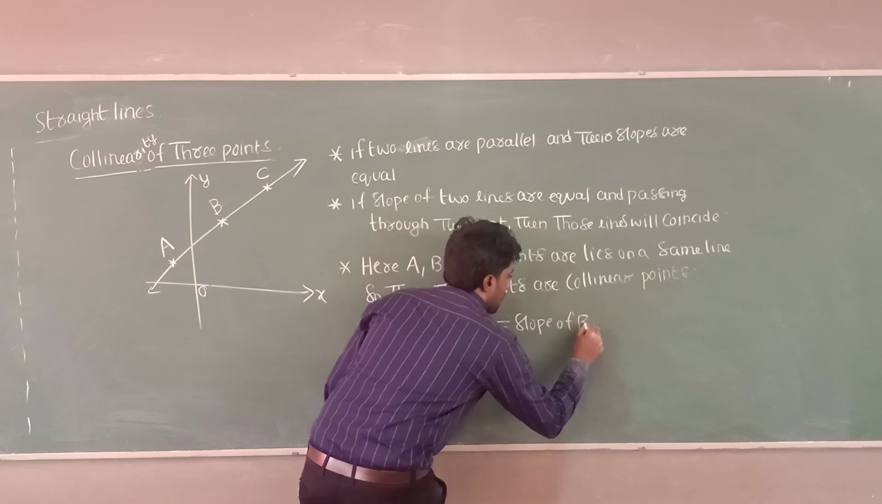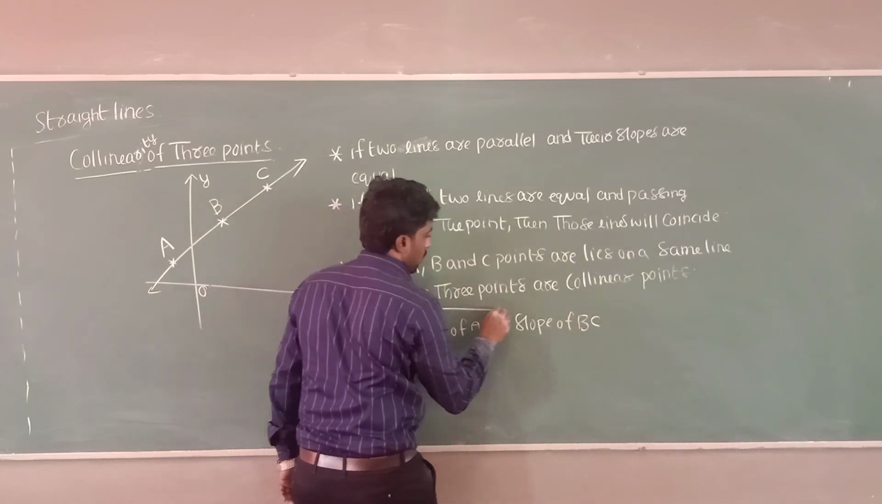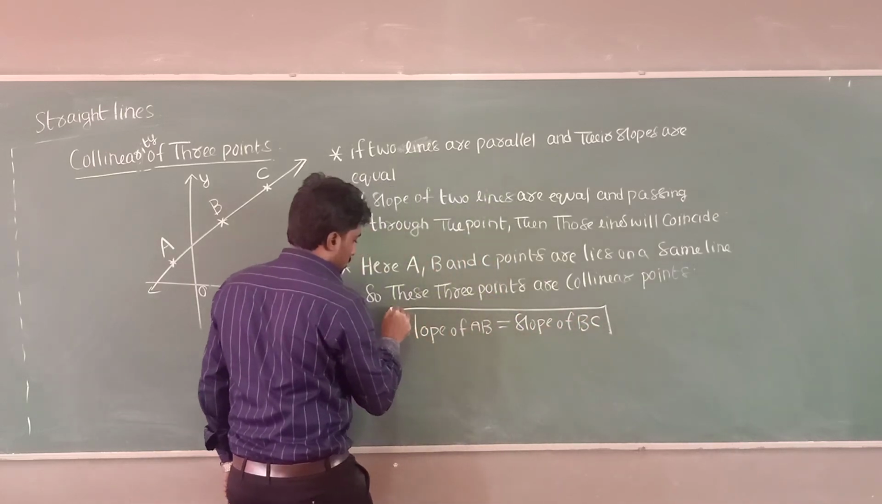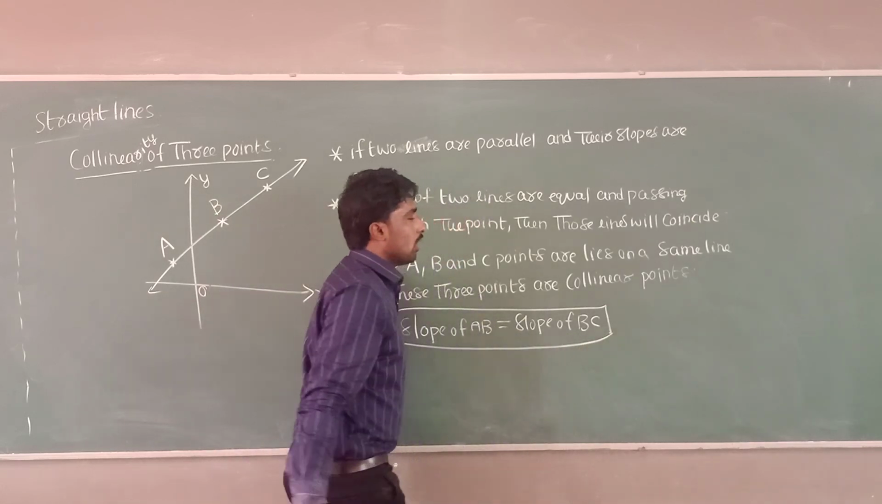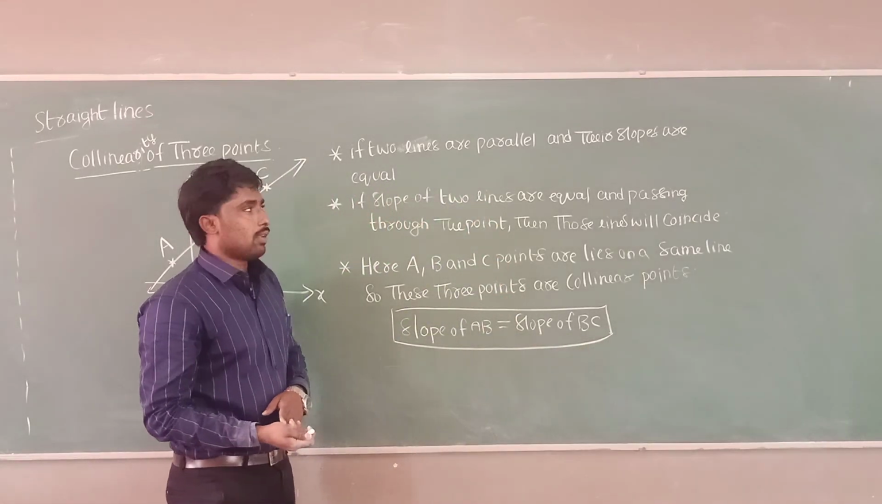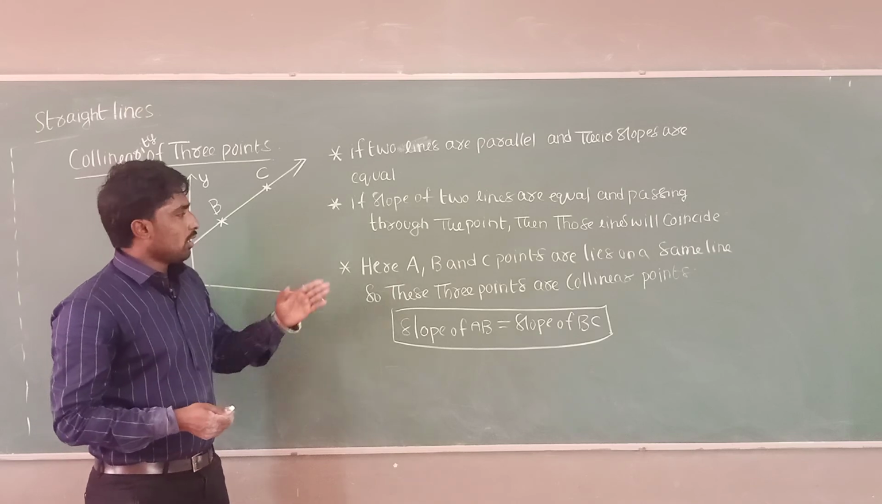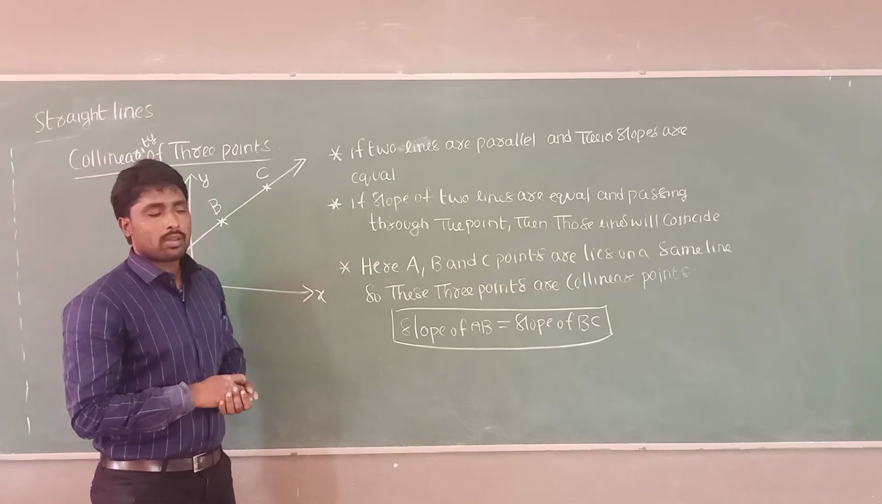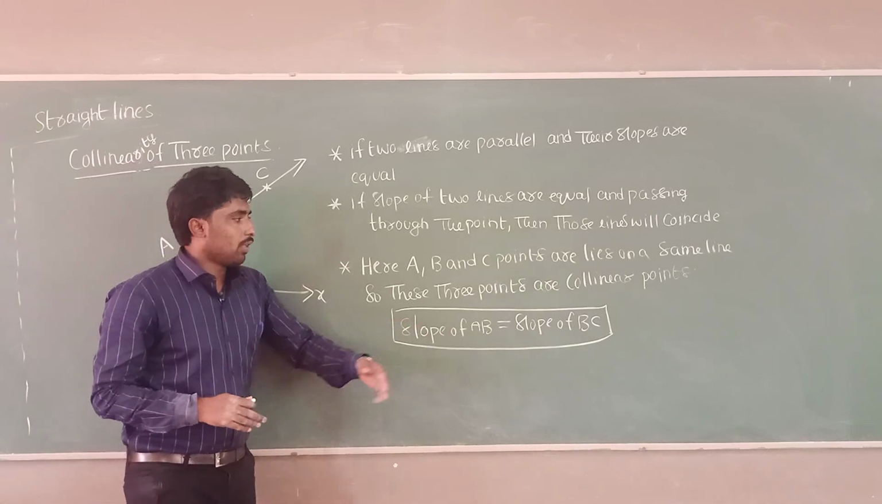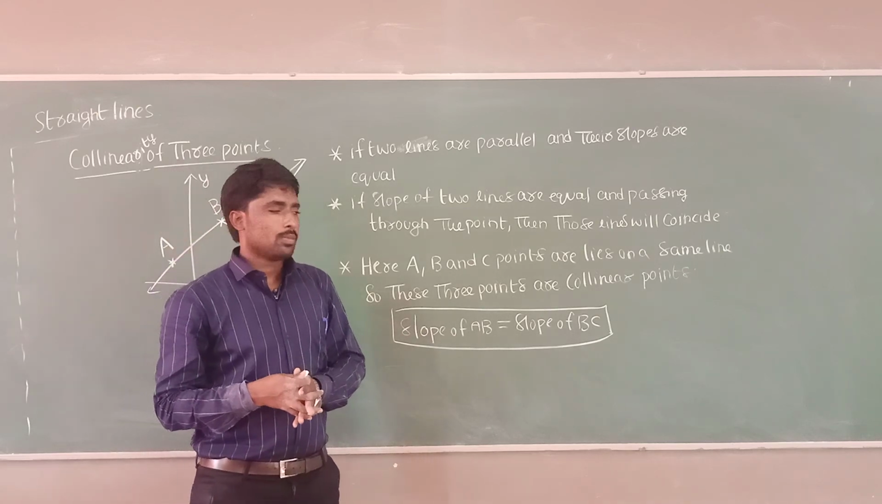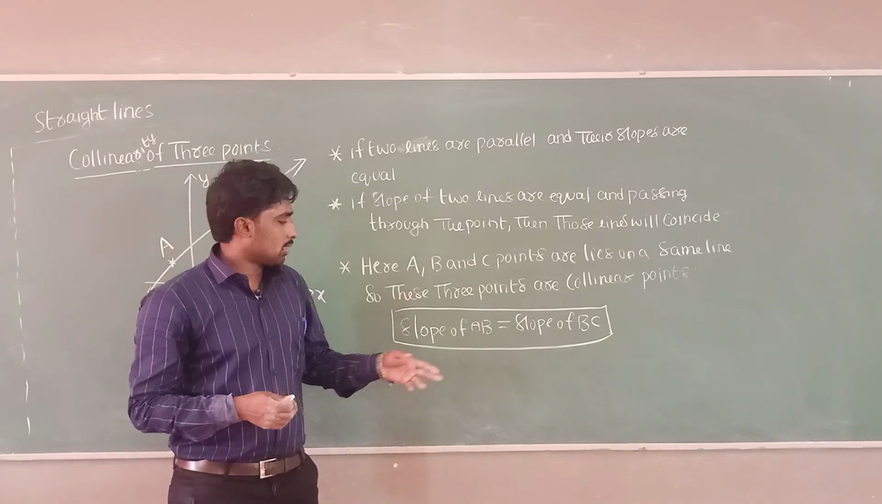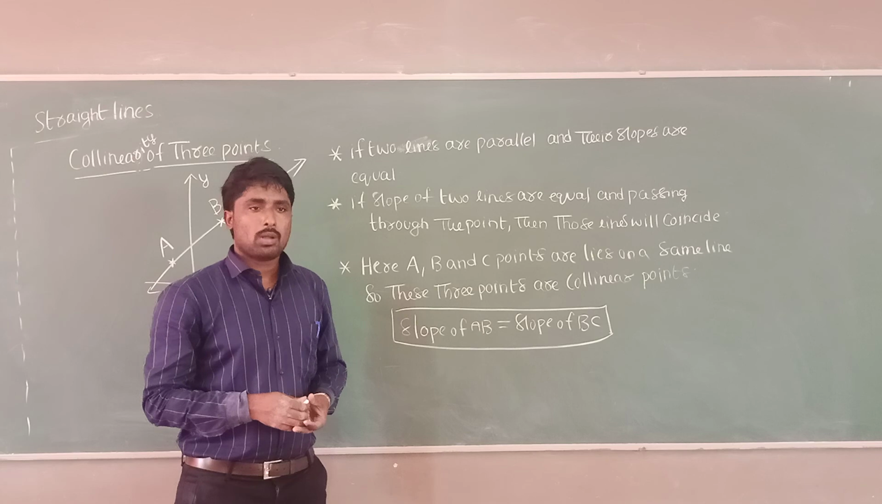By using this concept, we can solve many problems. In tomorrow's class, by using this collinearity condition, if 3 points lie on the same line, the condition is slope of AB equals slope of BC. By using this condition, we can solve more problems.